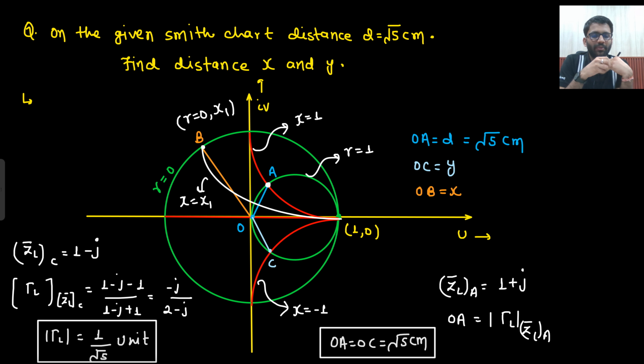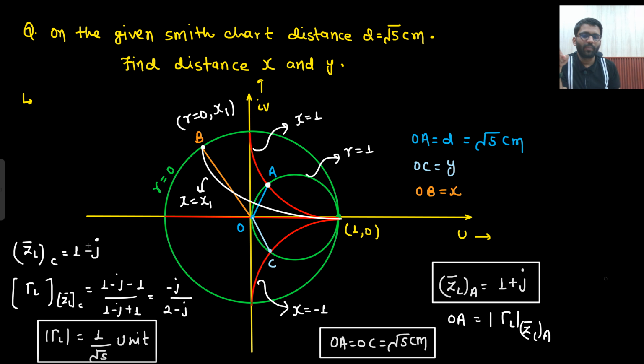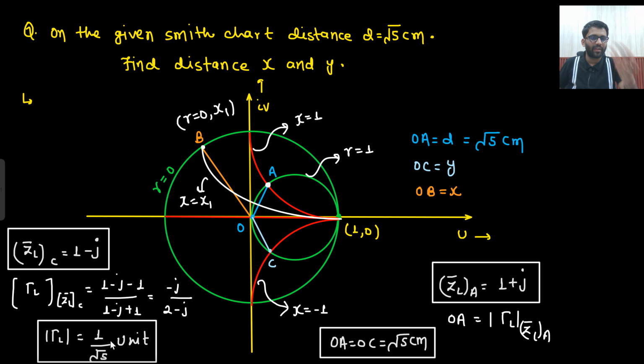Are you able to understand this point or not? At point C, I got to know that my mod of gamma L is 1 by root 5. That is the same at point A as well. At point A as well, if my normalized load impedance is 1 plus j, or my normalized impedance is 1 minus j, both of them will give me the same mod of gamma L value, that is 1 by root 5.